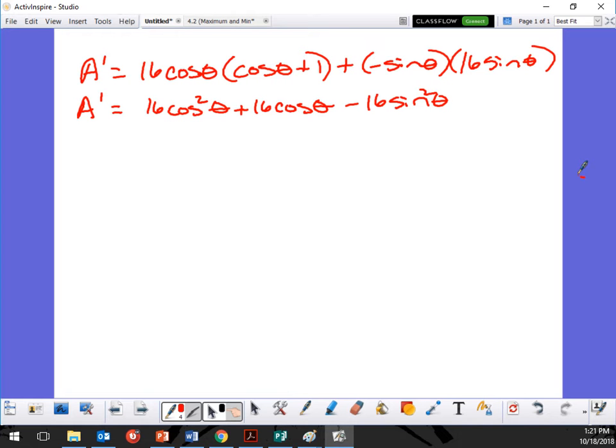Now, what part of this don't I like? You don't like the cosine squared? I was hoping you would say the sine squared. Why wouldn't I like the sine squared? No, yeah, it's not the same term, right? So, since it's not the same term, we're going to go through and actually get rid of it. What can I replace sine squared with?